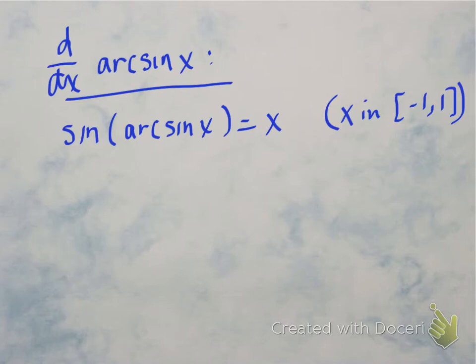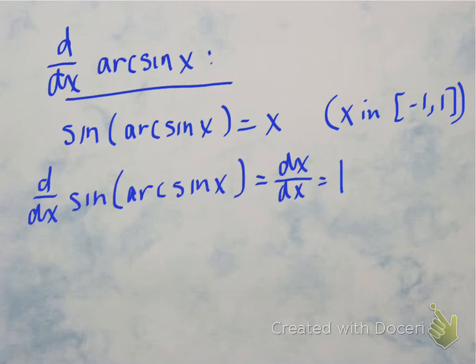Now telling you about the domain is not strictly required for this proof, but I just want us to get in the habit of making sure we're paying attention to where these functions are defined. So now I take the derivative of both sides. For the time being, I'm just going to write the derivative of the left side as d/dx of sine of arcsine of x, and then the derivative of the right-hand side is just 1.